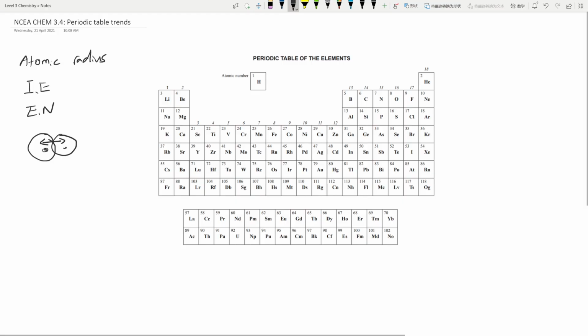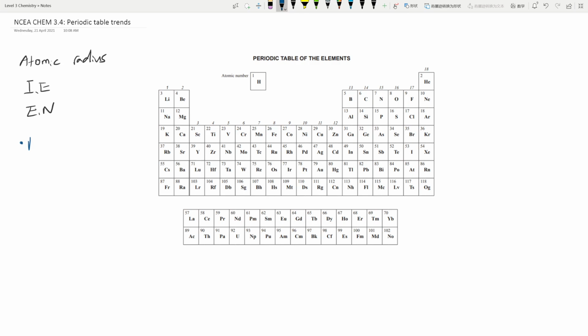Okay, but that's not the point. The point is we're looking at two major concepts that determine the size of an atom, which then determines how difficult it is to remove an electron, which is ionization energy, and also determines the electronegativity of an atom. So these are the two things that I want you to consider, especially with any of the periodic table trends questions.